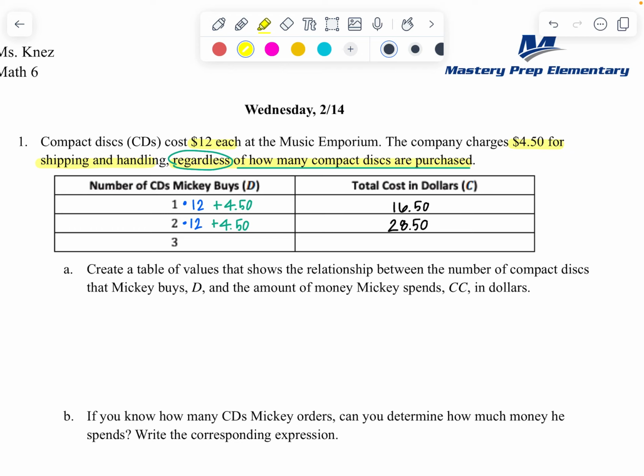Notice that I am multiplying by 12, which is the cost for one CD, but I'm adding $4.50 because that's the cost to ship. And the cost to ship does not change depending on how many CDs I buy. You'll do row 3 in the exact same way. This is a good time to pause the video to complete row 3 on your own.